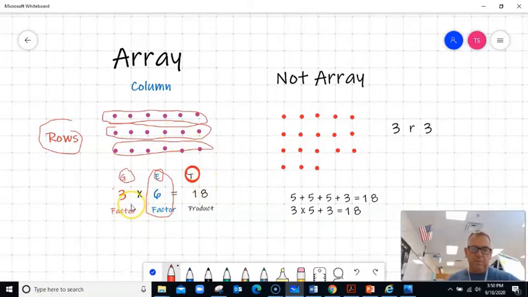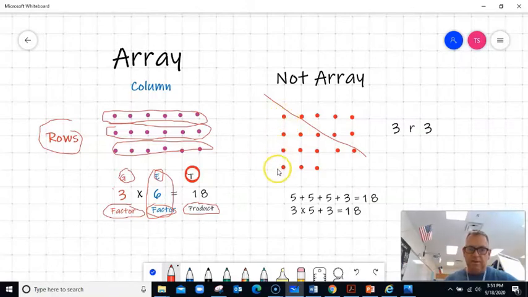Also we talked about with the vocabulary, the 2 numbers that we put together in our multiplication problem are the factors. So a factor, and the answer to the multiplication problem is the product. Over here is a non-example of an array. So we put a line through it, X out of that. That's not an array, and it's not an array because each group is not equal. I've got a group of 5, a group of 5, a group of 5, and then a group of 3. So those are not equal rows.